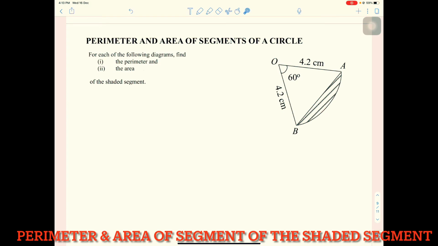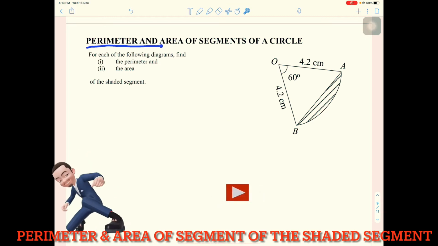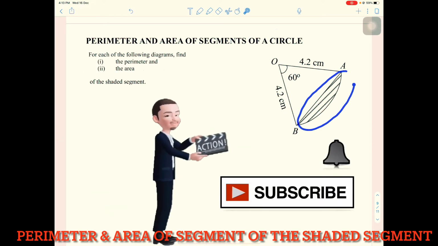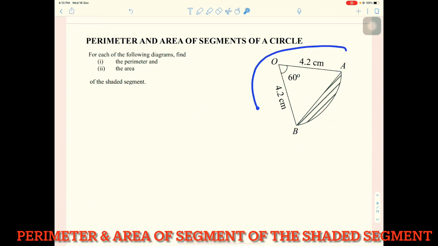Now we are going to learn and discuss the basic skill and example questions of perimeter and area of a segment of a circle. Of a circle meaning the area of the shaded region, for example, like this diagram. Straight away, let's discuss the example question.